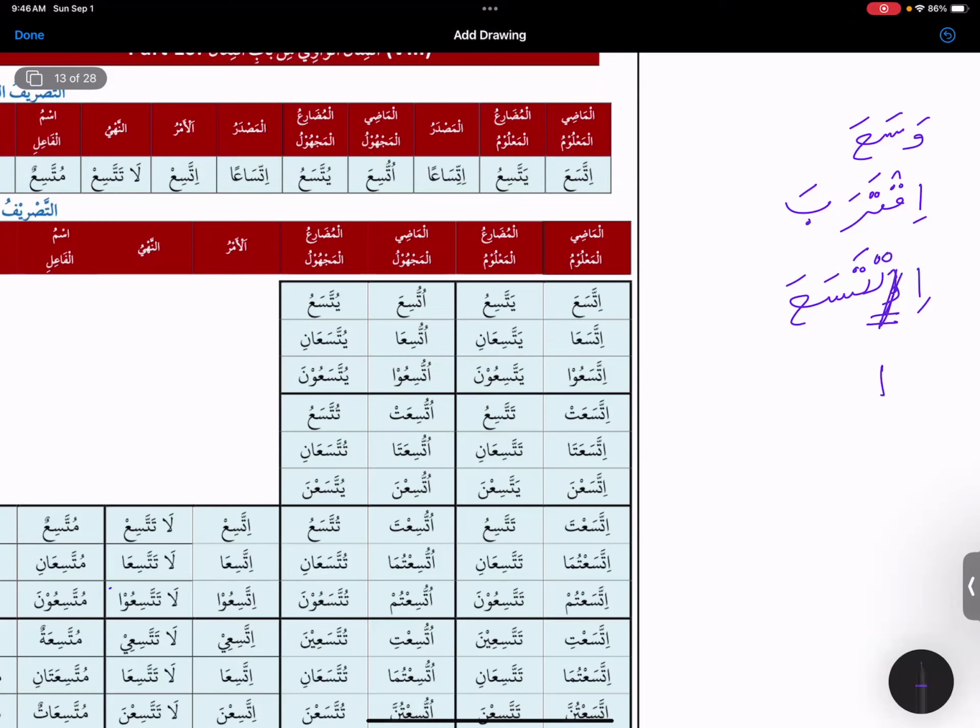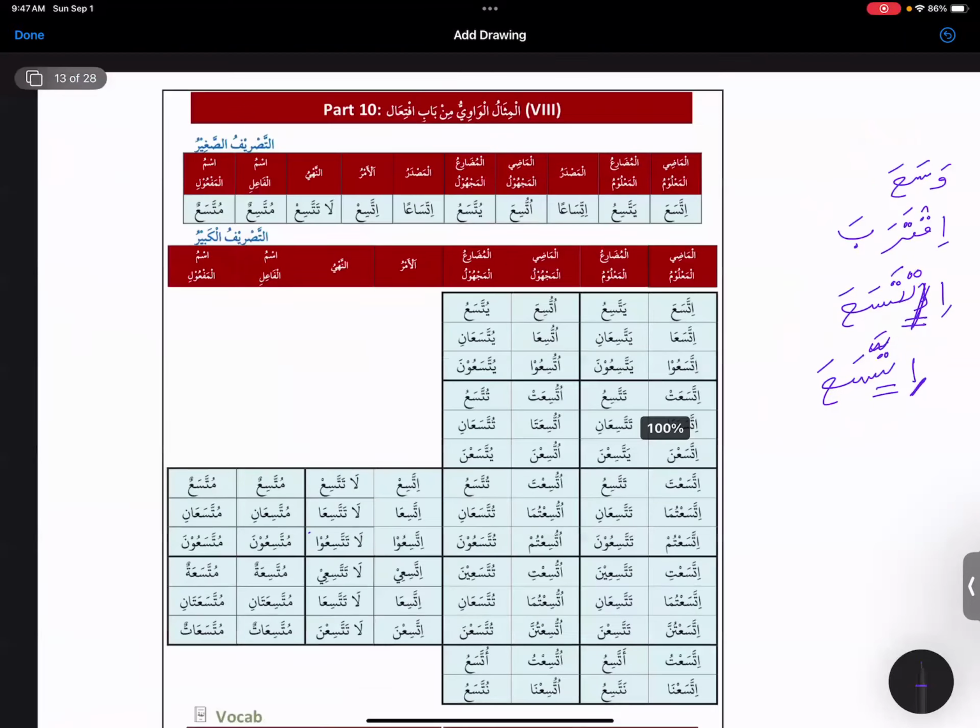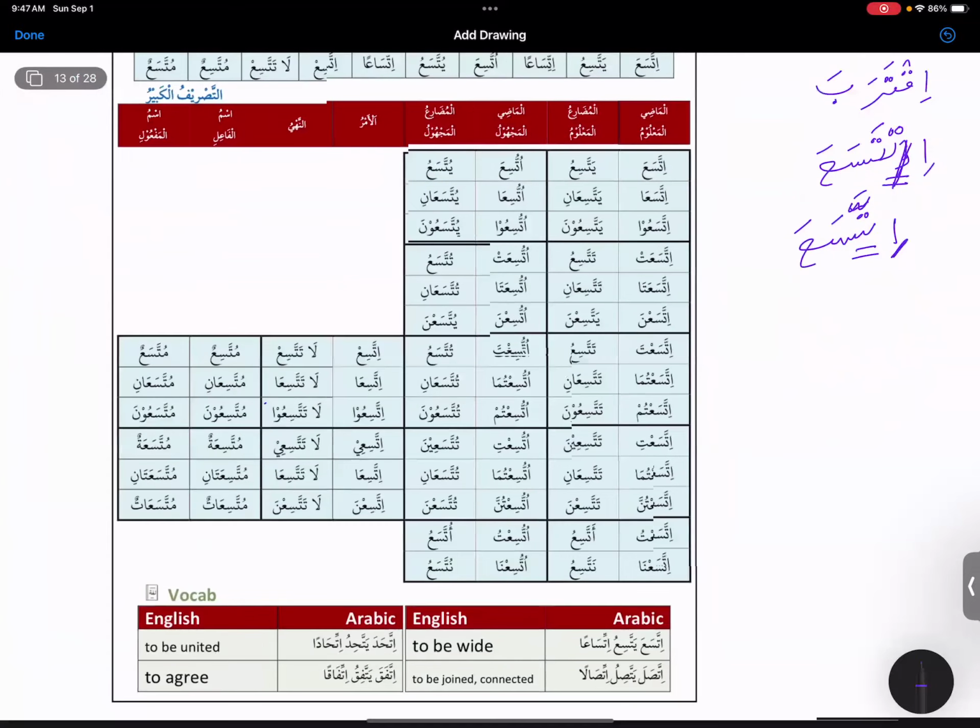So when we have two tas, what is going to happen? Idgham is going to happen, right? So it becomes Ittasa'a. So whenever you see two tas, or I should say, whenever you see a shadda after this kasra, then your mind should go to this family, because idgham is happening in that family. So Ittasa'a, yattasiyu, ittisa'an. Right? So this is the whole conjugation over here.